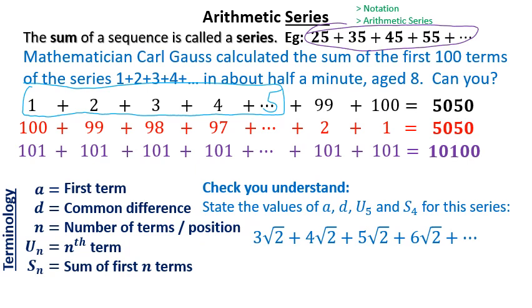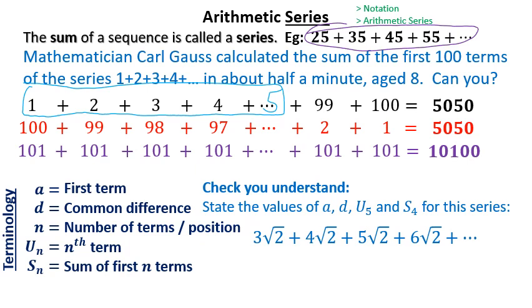What you should have for this, your first term is just the number at the front, so that's 3 root 2. The common difference, d, will be what you add every time. Be careful with this, it looks like you're adding 1, but what you're adding 1 of is 1 root 2. So the common difference here is root 2.